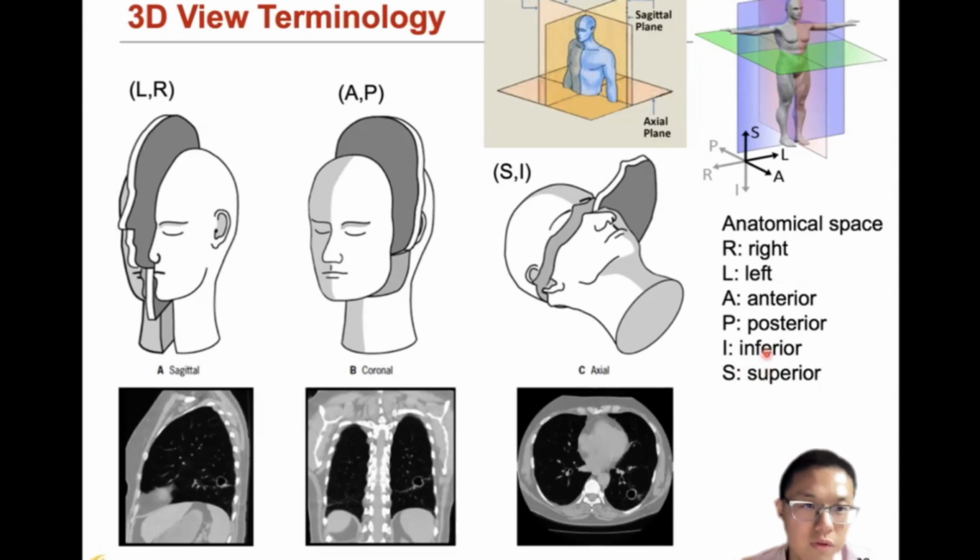Okay, so for the sagittal view, you have this sagittal plane, and you're basically looking at the left and right. So you can imagine we have this cross section of left and right. And for the coronal view, basically anterior and posterior, front and back. And we have the axial view, superior and inferior, top down. Okay, so these are the different views or planes that we can view the human body.